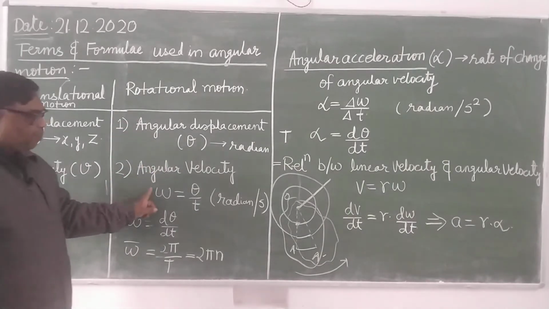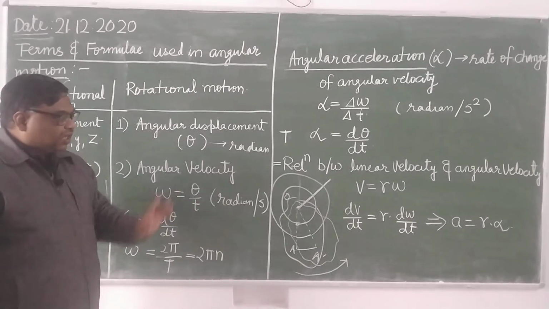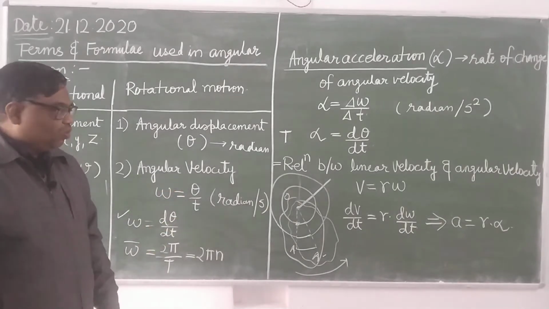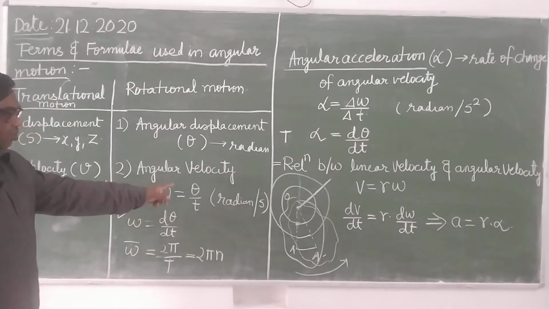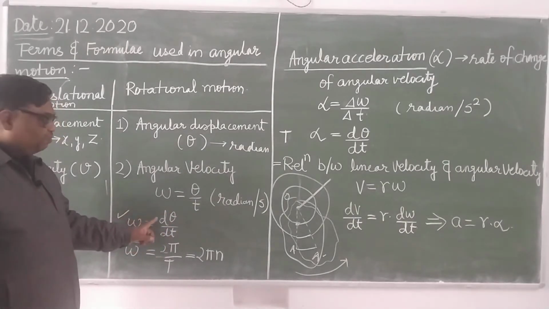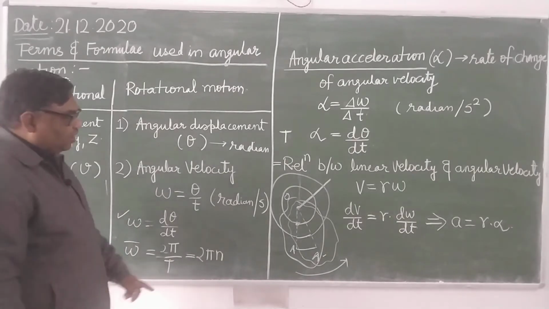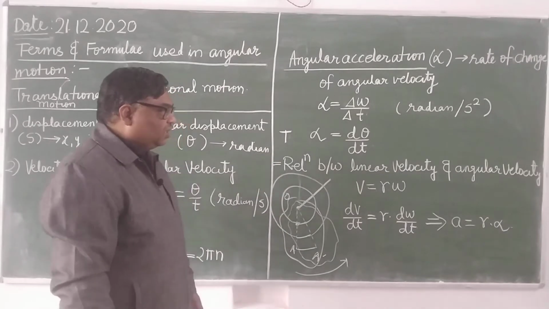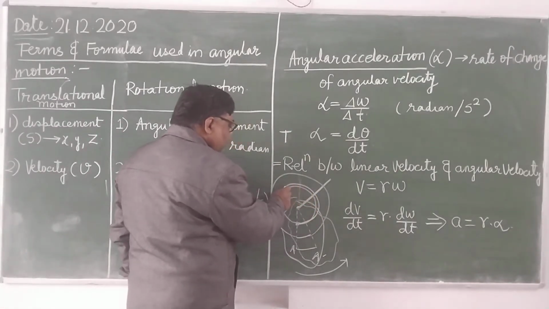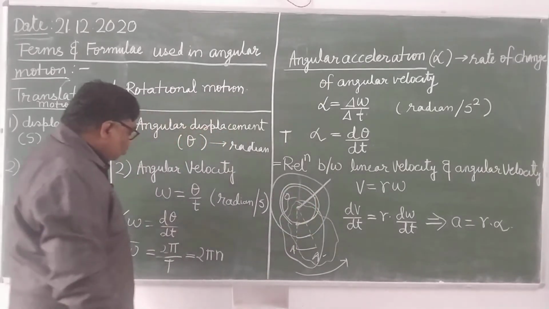Since all particles move by the same angle about the axis of rotation in a given time, all will have the same angular velocity. So omega equals theta upon t; in calculus, we write it as d by dt of theta. Now, it is completing one rotation in time capital T. What will be the angle moved in one rotation? By 2 pi radian.